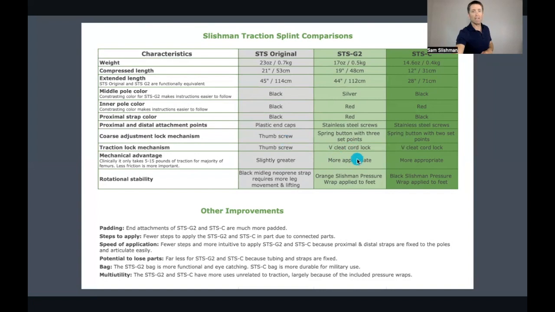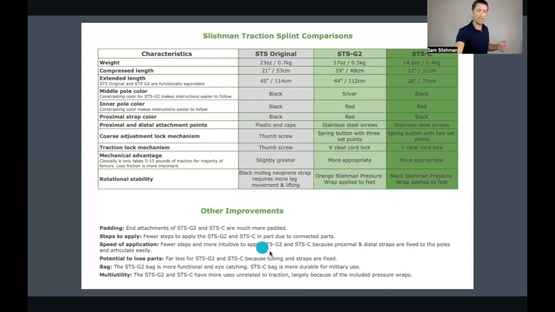Course adjustment lock mechanism. So it's a thumb screw for the original and spring button for the G2 as well as the C. The lock mechanism you saw was different. I have a V cleat in the Gen 2 and the C. There's a little bit less mechanical advantage for the Gen 2 and the C. I would say it's actually more appropriate mechanical advantage. And then rotational stability comes from the pressure wraps in the Gen 2 and the C. They're also better padded too. Those end caps, they are padded, but not as well as they are for the Gen 2 and the C.